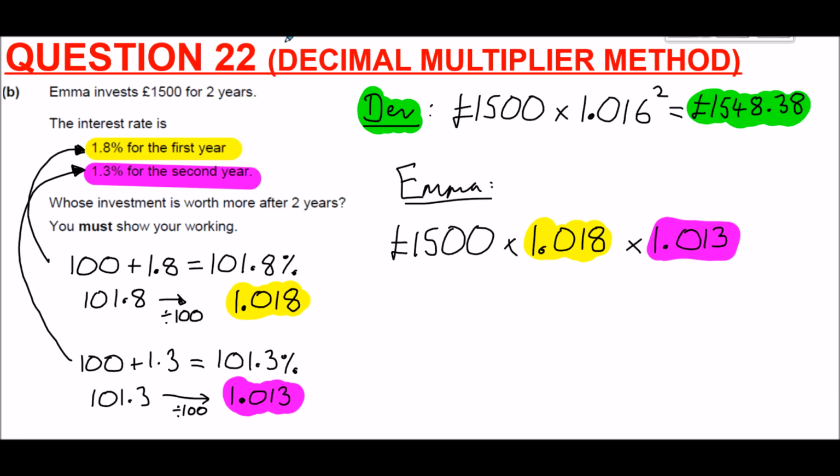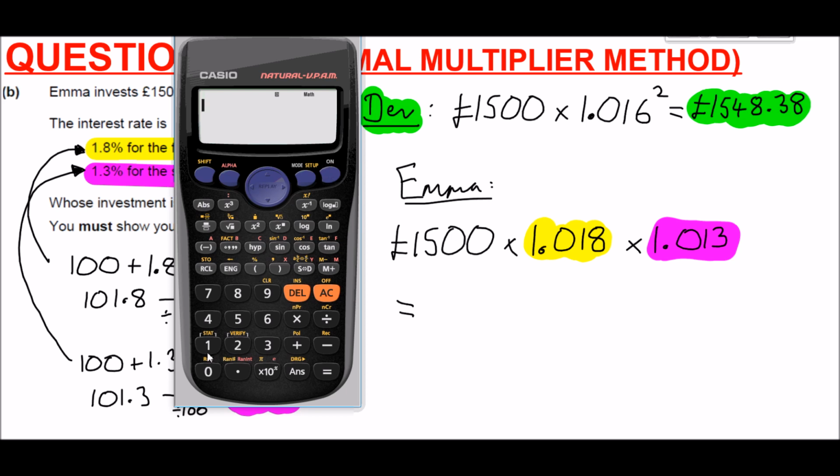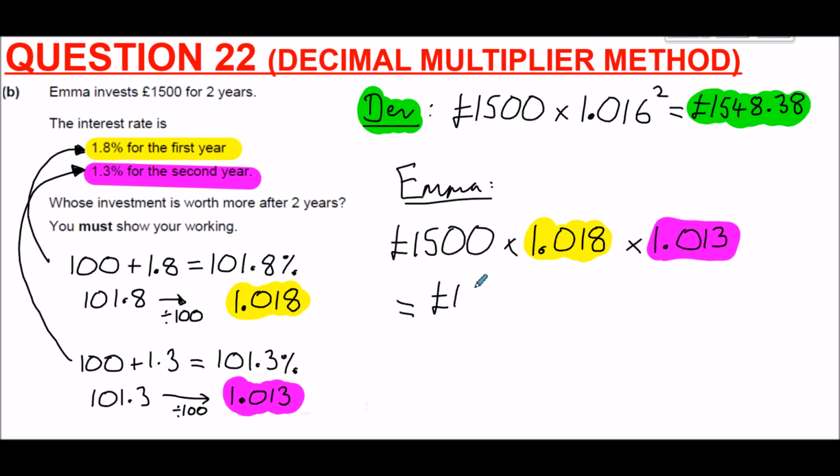So if we punch these numbers into our calculator, we get 1,500 multiplied by 1.018 multiplied by 1.013, and we get £1,546.85 to the nearest penny. £0.85, yes.